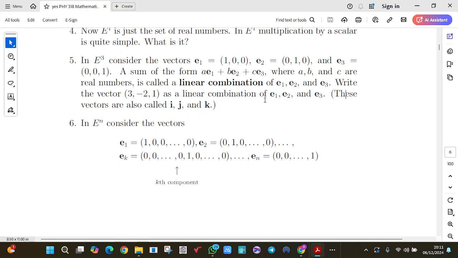Yes, sir. So it therefore implies that this E1, E2, E3 are the same as i, j, and k. So the first one will be 3i minus 2j plus k. Or it will be 3E1 minus 2E2 plus E3. So if I give you this, form the linear combination. It's very simple, right?